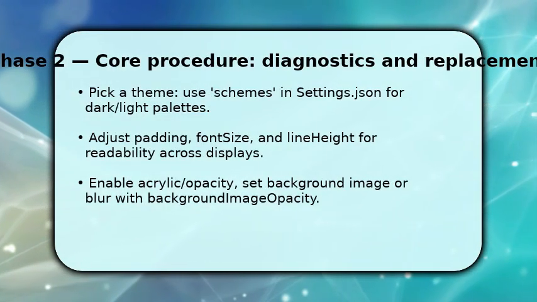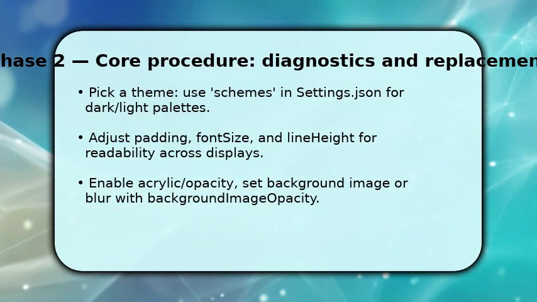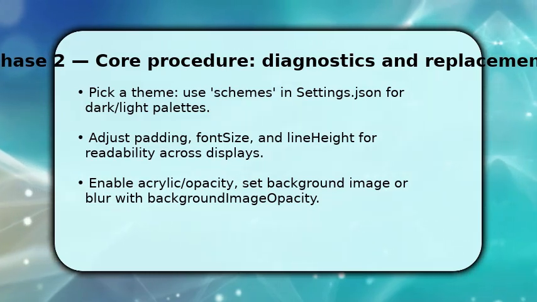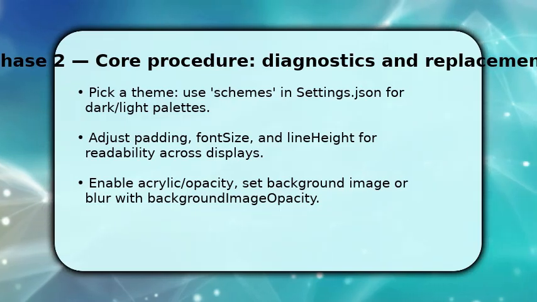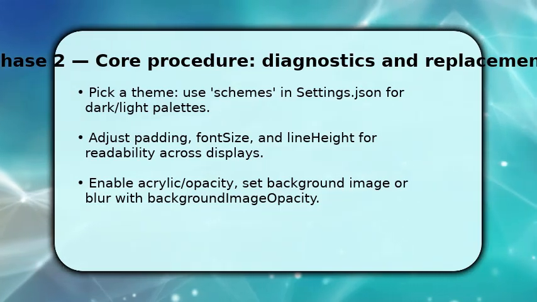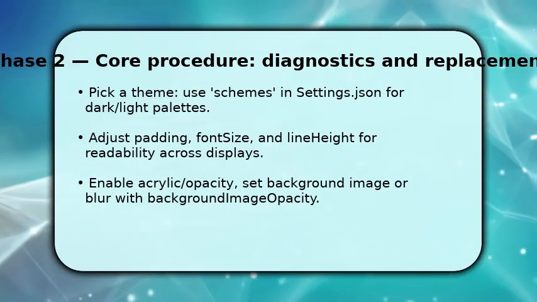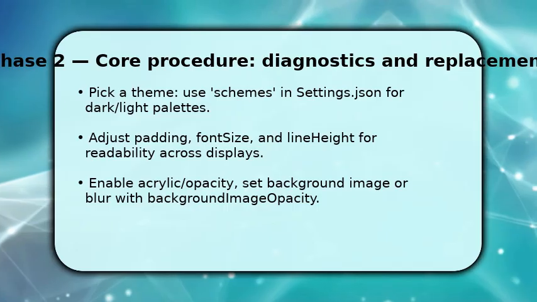Edit settings.json to add or modify a scheme, choose contrast, colors, and cursor colors so text pops. Then tune font size, line height, and padding to match your monitor and eyesight. Small changes dramatically improve clarity. Enable acrylic or background blur for a modern look.